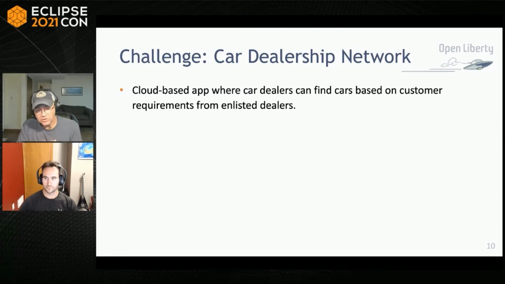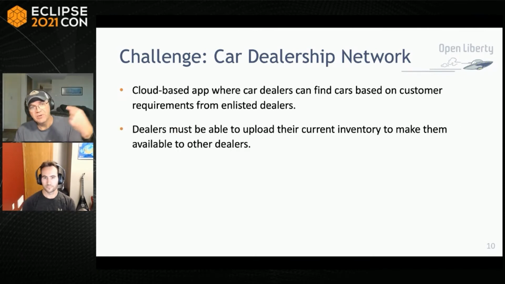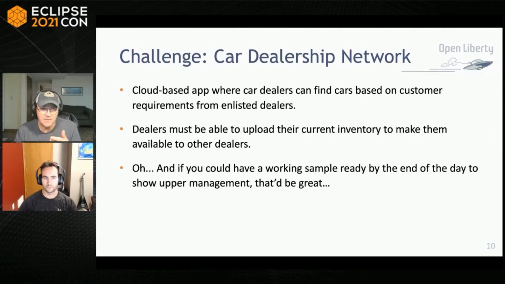But they need to know that dealer 2 has that car, and work out a way that they can acquire that car for their customer or refer them for some kind of fee. So they've got to be able to upload their current inventory and make it available to other dealers. And for this application, it'd be really great if you could have a presentation ready to go to show to upper management, let's say by the end of the day.